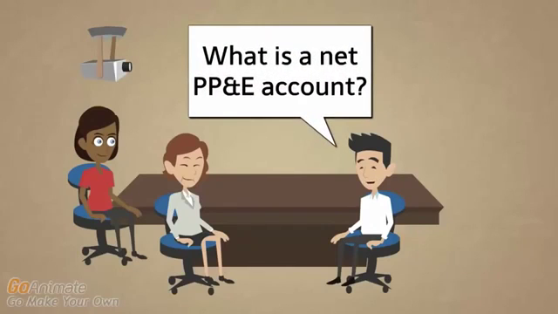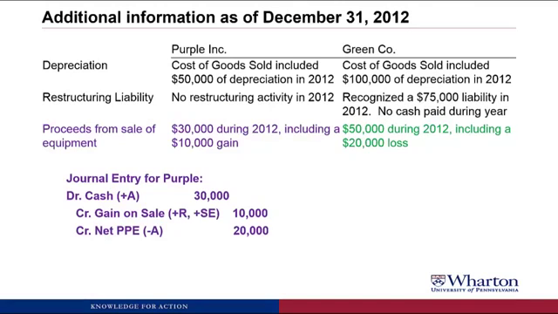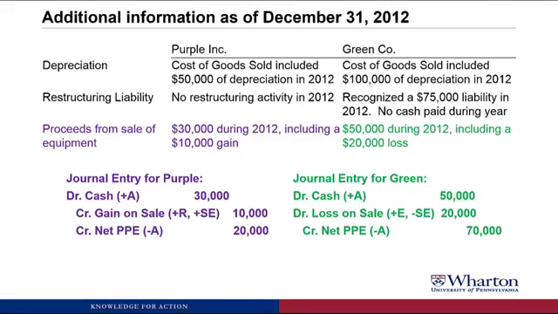What is a net PP&E account? Do they even have these in the real world? No, they don't have net PP&E accounts in the real world. I'm just using this as a simplification for now. In the real journal entry, what you'd have to do is credit the building account for the original cost of the building and debit the accumulated depreciation account for all the depreciation that's accumulated so far in the building. We'll see that journal entry in a couple weeks, but for now I'm trying to keep things simple, so I created a net PP&E account. Sorry. Now let's look at the journal entry for Green.